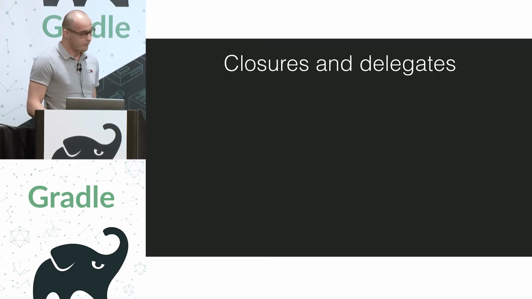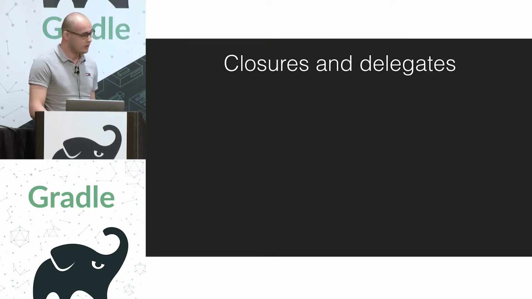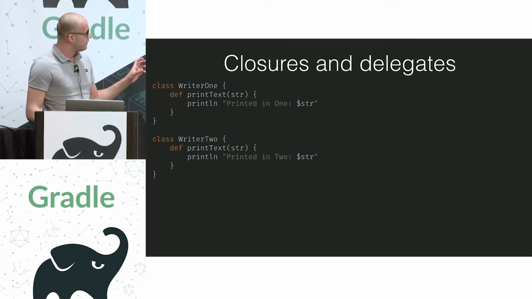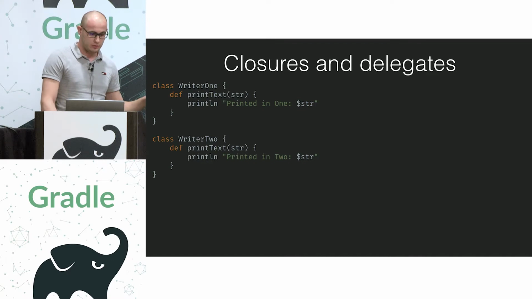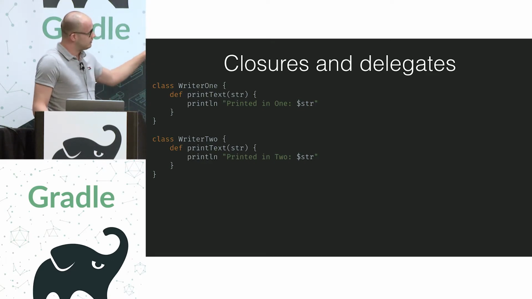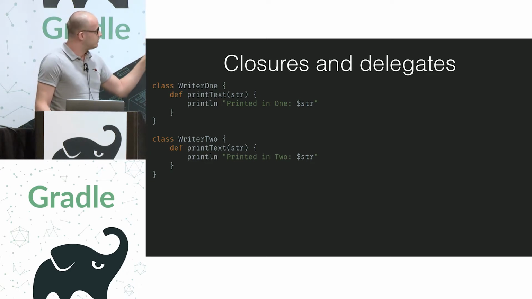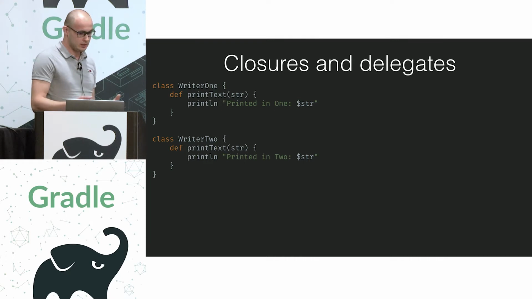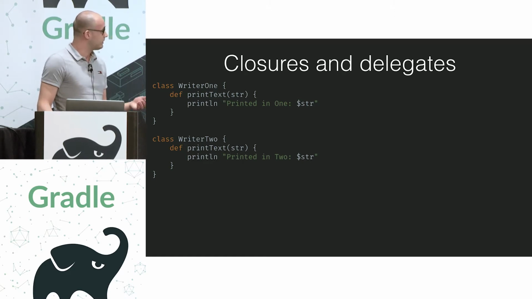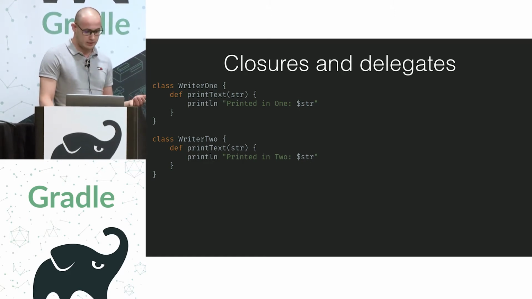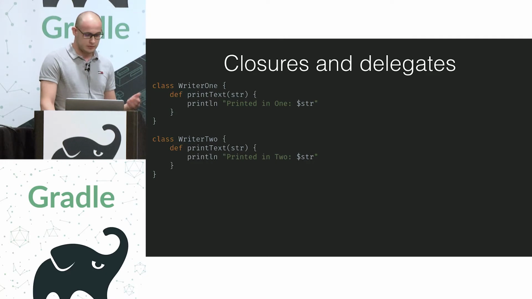And then closures. So now here we have 2 classes that have the exact same method, printText. What's important is there is no common interface. There's nothing that's binding those classes. These are 2 separate classes with no relationship whatsoever, except for the fact that they both have the same method accepting the same string parameter.